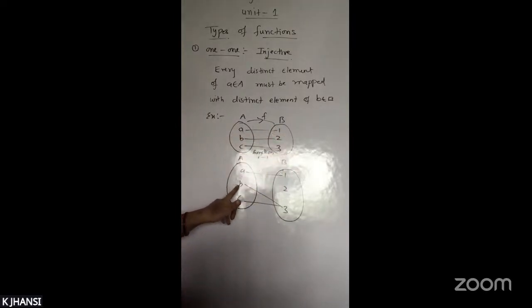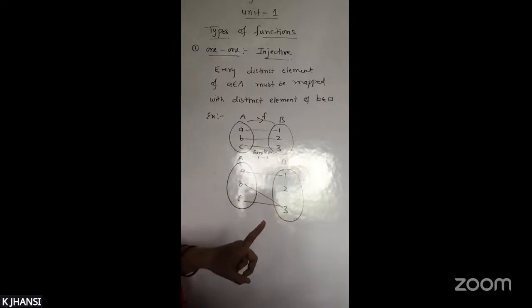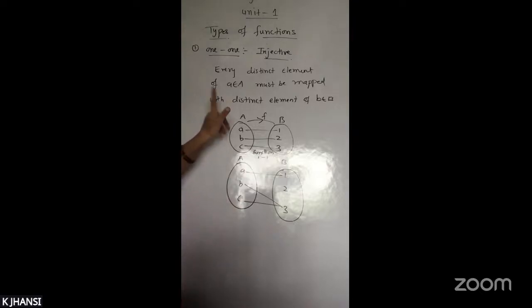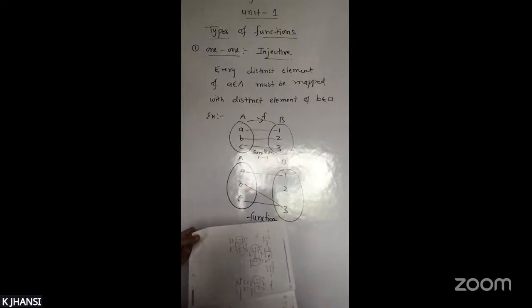Here, what happened? Two elements B and C are mapping with only one element. It is not the condition of the one-to-one function. It is a function, but it is not a one-to-one function. So like this, you have to identify whether it is a function or whether it is a one-to-one function. Next, we have the second one.